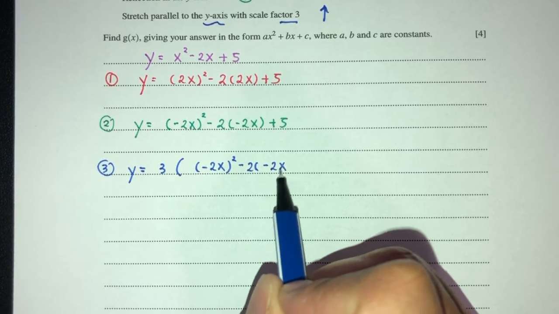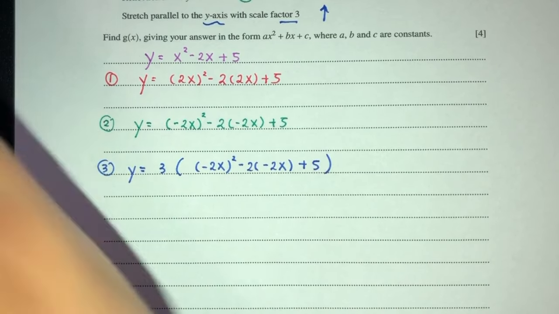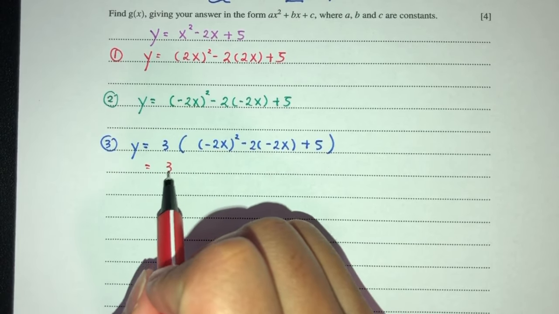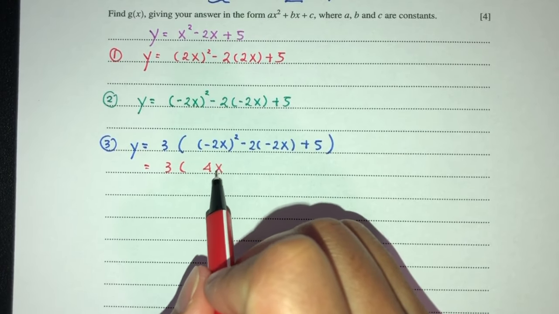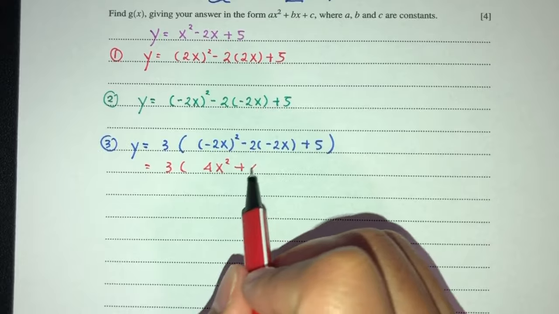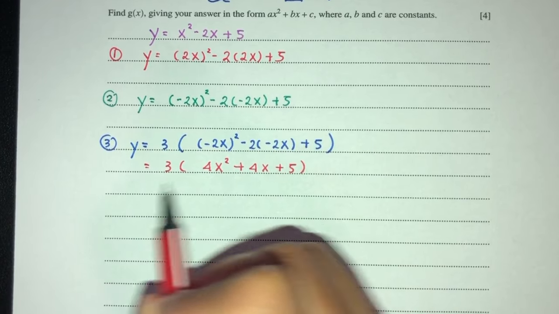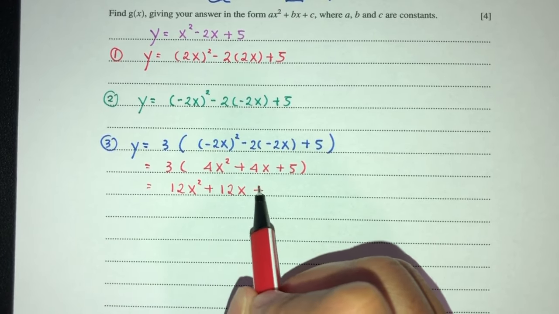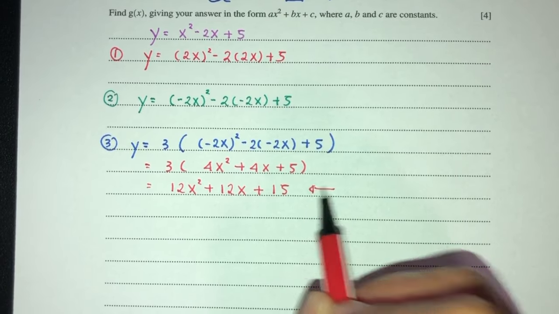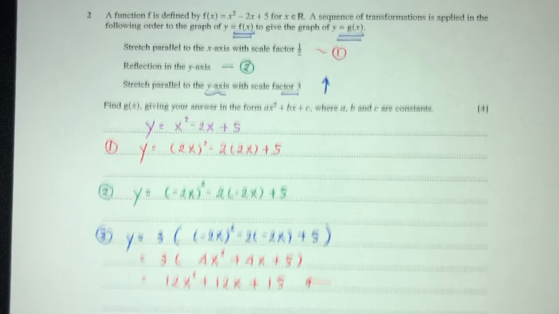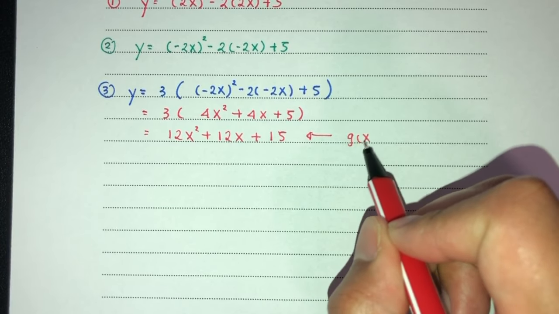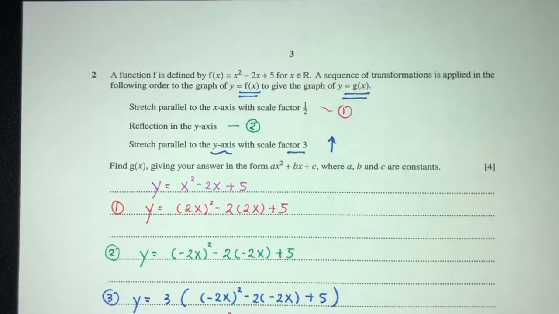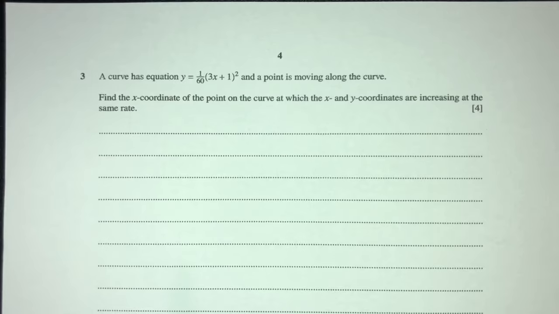So now we have to expand this one by one and see what happens. So this will be 3. That will become 4x squared plus 4x and plus 5 times 3. That should become 12x squared plus 12x plus 15. And this is your answer in this form right here for your equation of g of x. Okay, always solve one step at a time to find the answer for your question number 2. Now let's move on to question number 3.